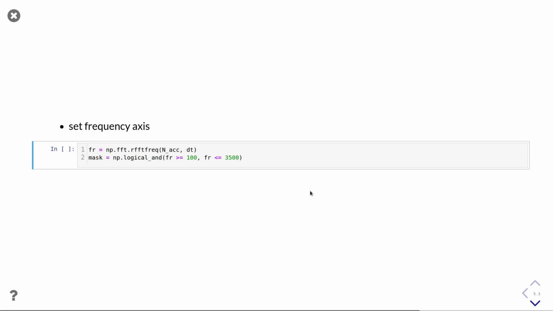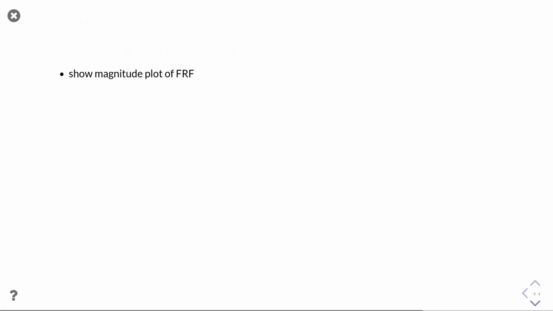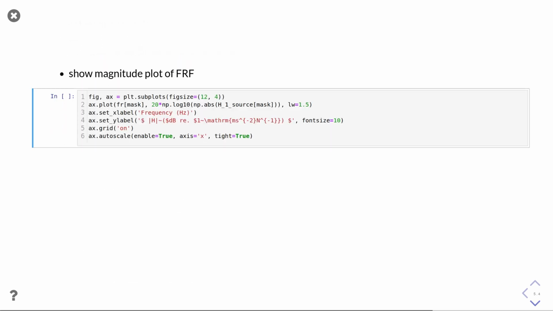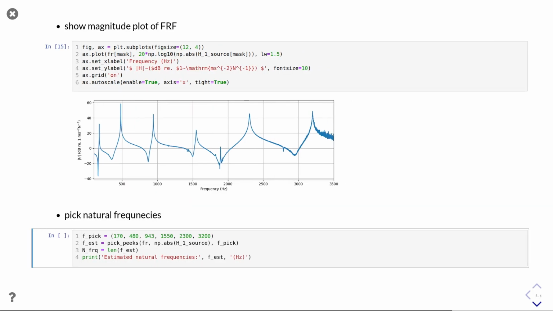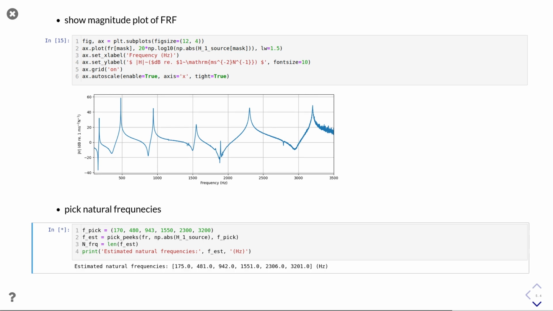Next, the frequency axis is generated, and we limit it to a certain range of frequencies. This is required for picking natural frequencies from the magnitude plot, which can be seen here, and then we pick natural frequencies using a special function here, and there they are.